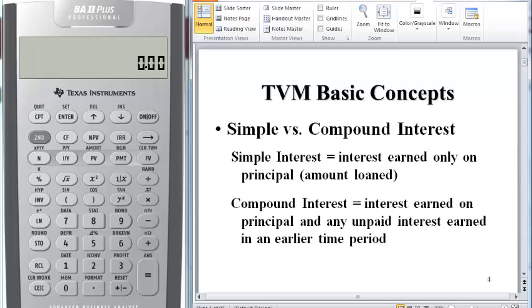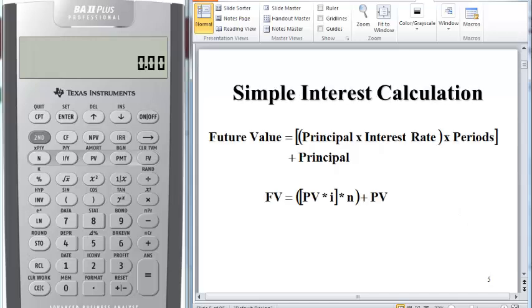There's a difference between simple and compound interest. Time value of money is calculating for compound interest. Simple interest is simply interest earned on the principal only, so think of it as a simple calculation. Compound interest would be interest earned on principal and any unpaid interest earned in an earlier time period.